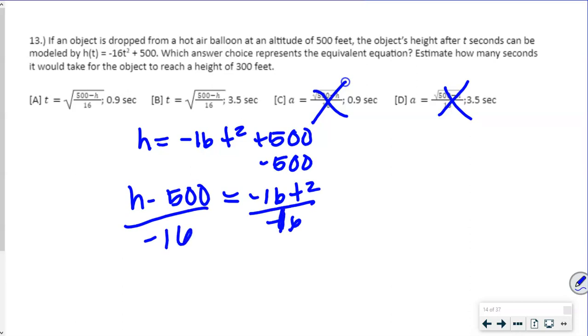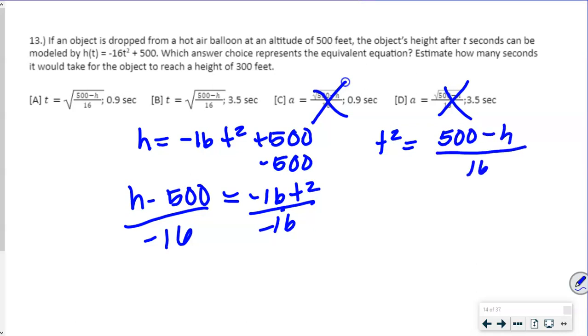That's supposed to be a 16, y'all. Sorry. Let me make that clearer. My bad. Okay. So now we're left with t squared. T squared is equal to, and you know what? I'm going to go ahead and change this because I don't like that negative on the bottom. So we're just going to change the signs of the stuff on the top. So it's going to be 500 minus h over 16.